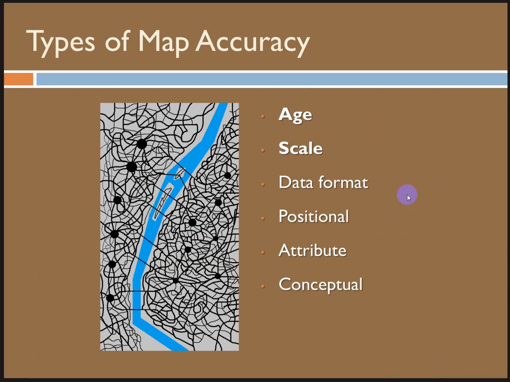All right, so types of map accuracy. The obvious things, the ones that are easy to spot, are age and scale. Some of the types of data accuracy or map accuracy that are a little bit harder to spot are data format, so whether we're choosing to store our data in raster or vector format, positional, attribute, and this especially if there's a little bit of bias in there, attribute and conceptual accuracy.